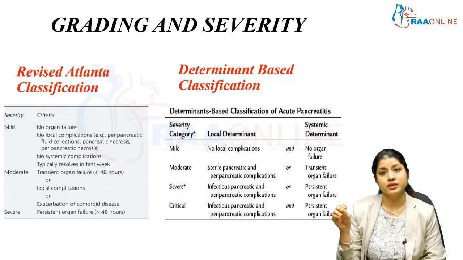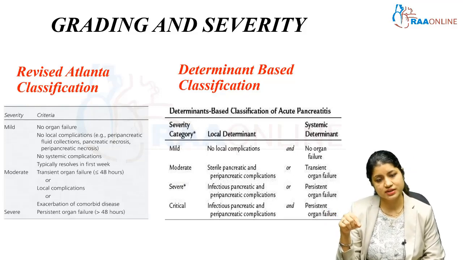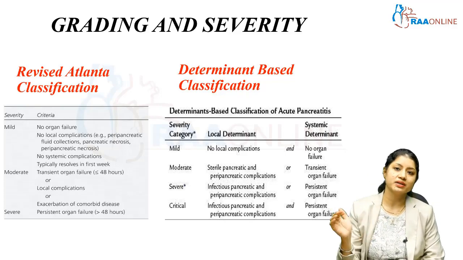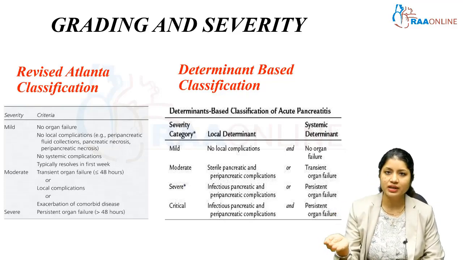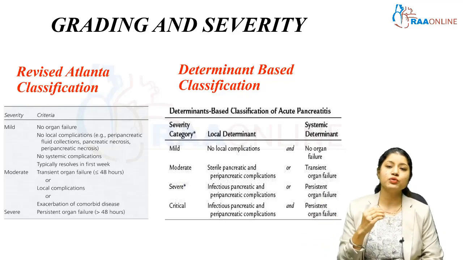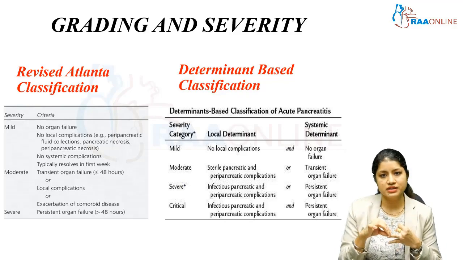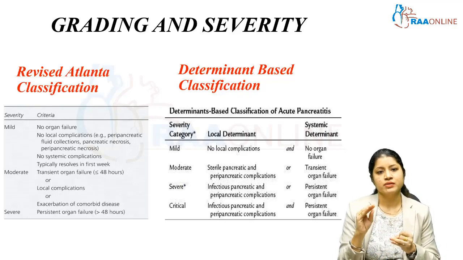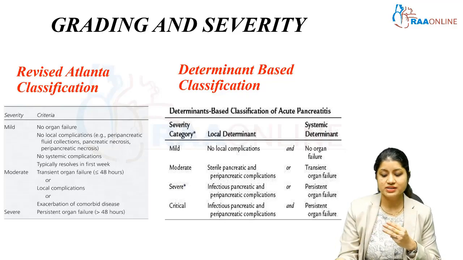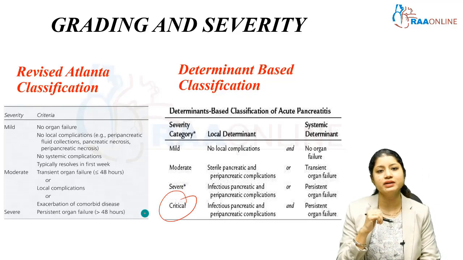Grading and severity. As we already discussed, pancreatitis is associated with high mortality and morbidity. So grading of pancreatitis at admission as well as 48 hours post admission becomes very crucial. We have 2 types of classification here, the revised Atlanta classification and the determinant based classification. The revised Atlanta divides pancreatitis into mild, moderate, severe, whereas in the determinant based classification we have an extra category which is critical.